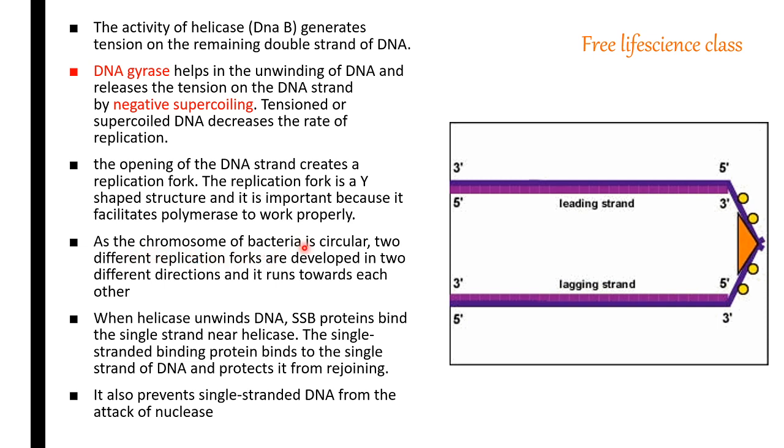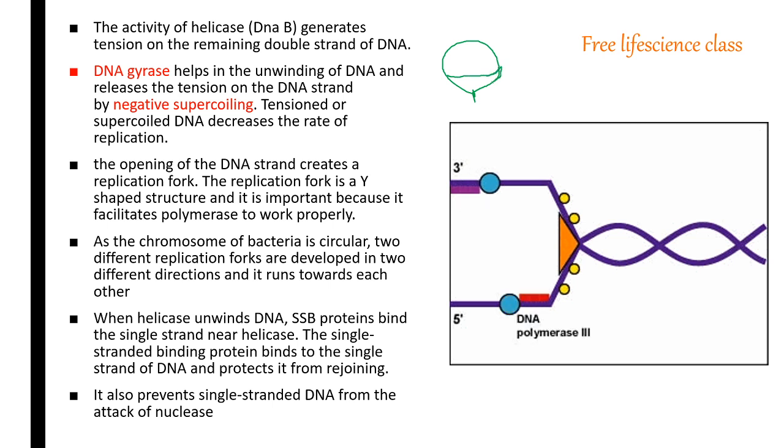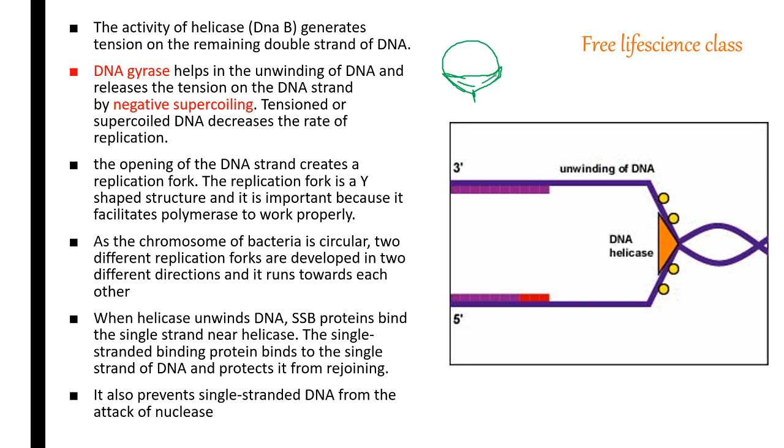As the chromosome of the bacteria is circular, two different replication forks are developed. That means we already know that it is a circular DNA. So this is the origin of replication. When an open complex is formed, it's like this. Here you can see one replication fork, and here also you can see one replication fork. So two replication forks will be there in the case of prokaryotes.